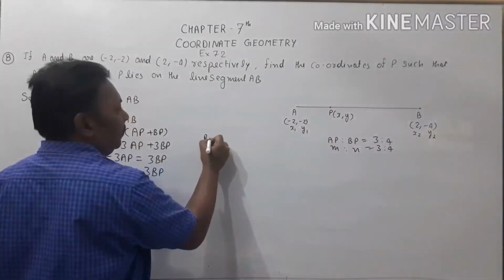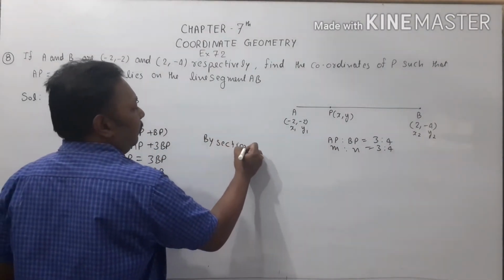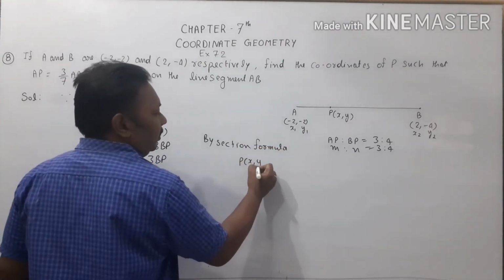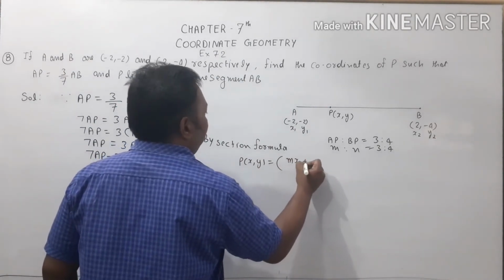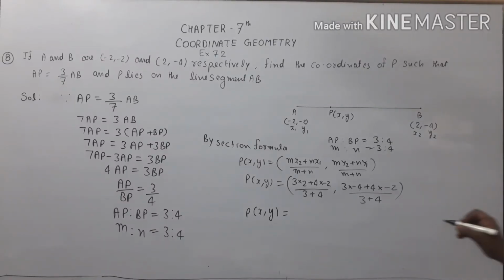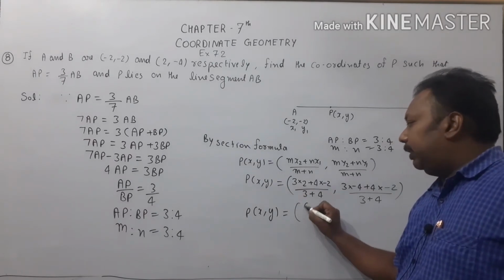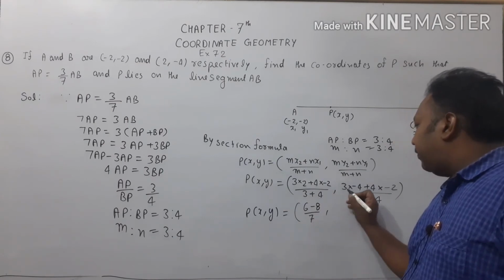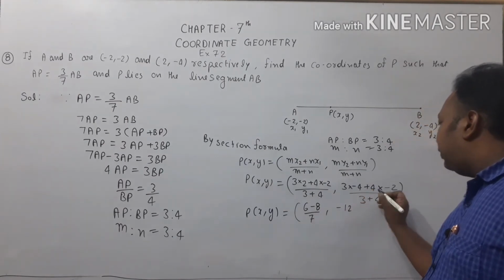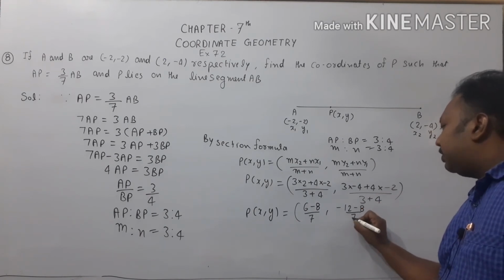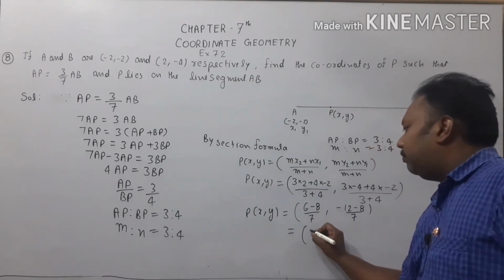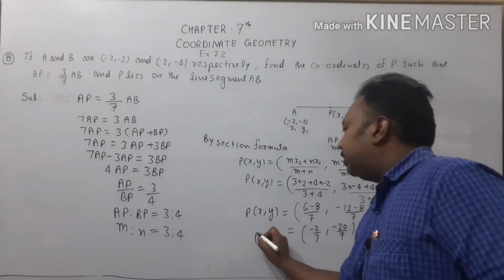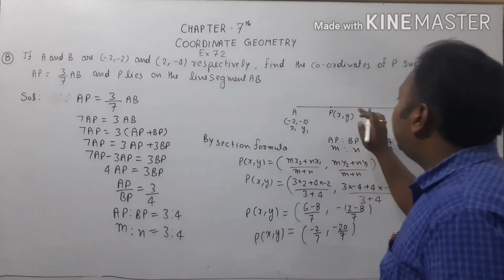So by section formula, P(x, y) is equal to (mx2 + nx1)/(m + n). P(x, y) equal to (3×2 + 4×(-2))/(3 + 4), (3×(-4) + 4×(-2))/7. That is equal to (-2/7, -20/7). So this is the coordinate of that point P.